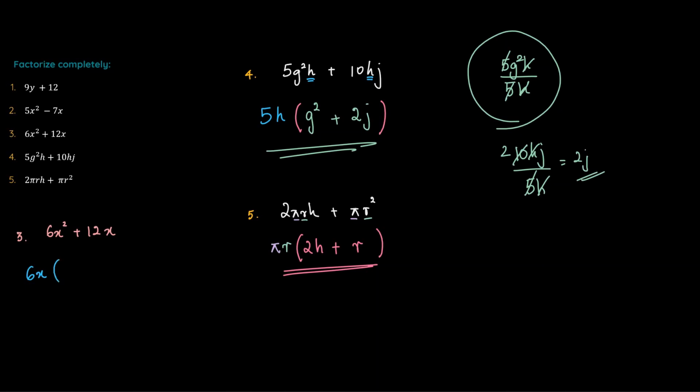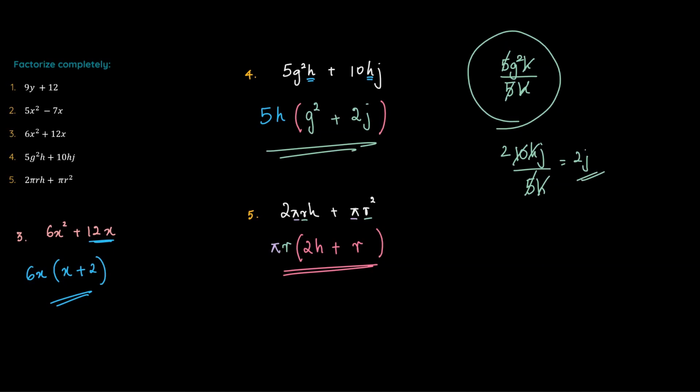So if we take 6x out from the term 6x squared, what remains is just x. Plus, if you take 6x out from the term 12x, what remains is 2. So the factorization of 6x squared plus 12x is 6x within brackets x plus 2. Now, if you didn't understand how this was done, I highly recommend that you watch the previous video as we discussed in detail how this factorization takes place.